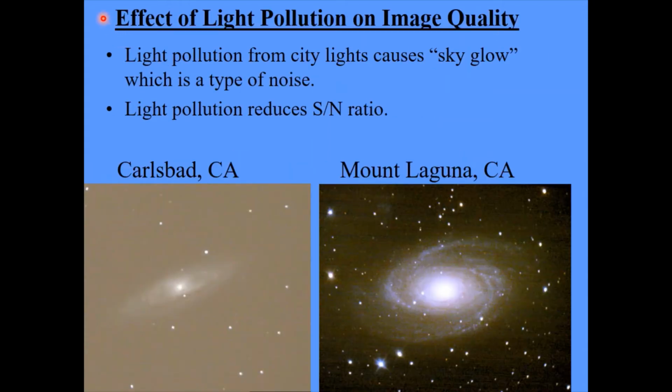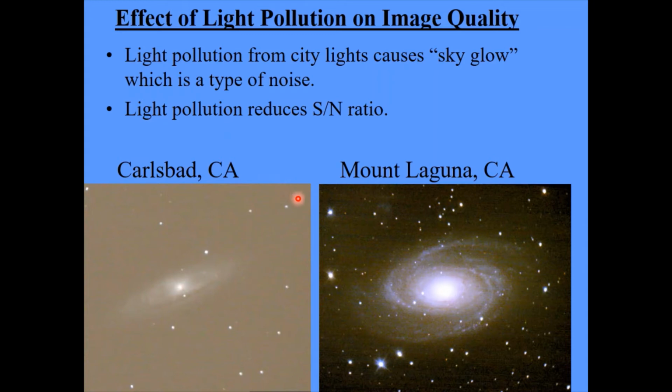One of the other challenges for astronomy and taking pictures through telescopes is the effect of light pollution. Light pollution is due to city lights. This is man-made lights due to cars, street lights, porch lights, industry, any source of unnatural light we call light pollution. And this causes sky glow. And so that's basically a type of noise. And so light pollution reduces the signal to noise ratio.